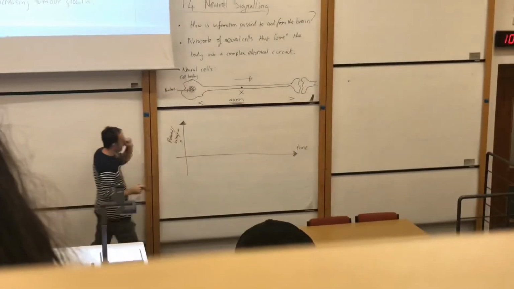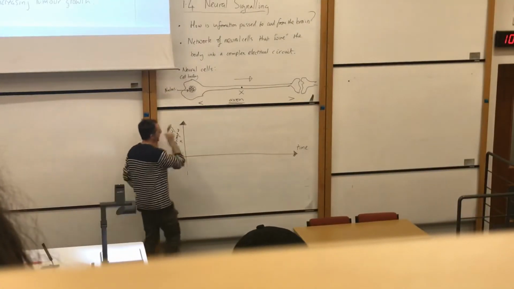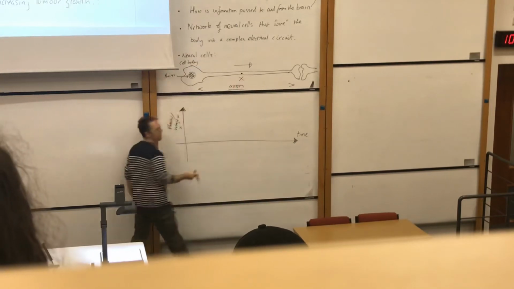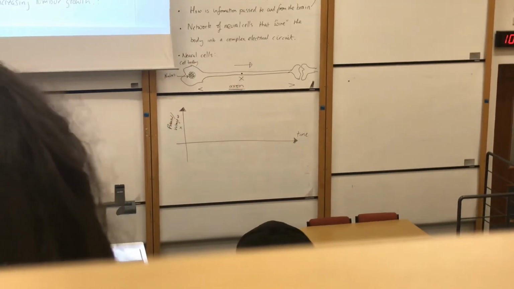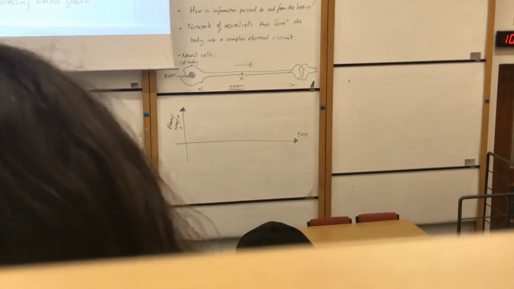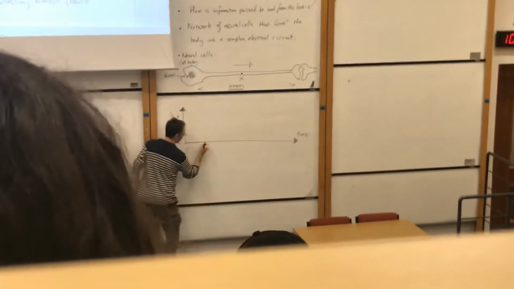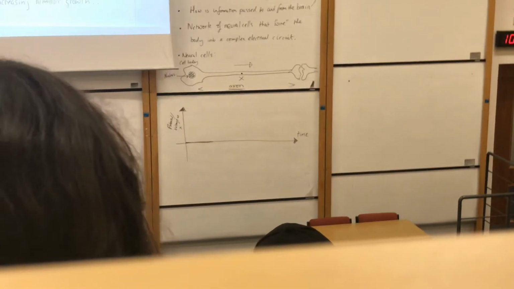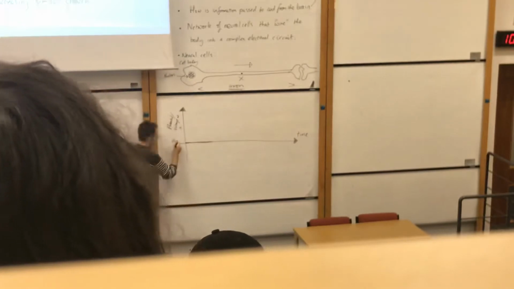If you track the potential, or the voltage, at this point, call it X along the axon, then it has this very characteristic shape. It basically starts at a resting level. They said it's minus 70 millivolts there, but this is my resting level here.